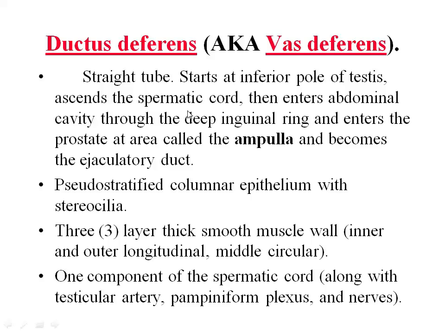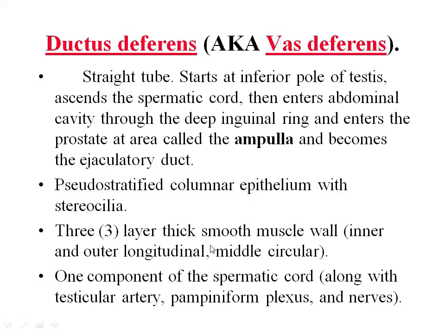This enters the abdominal cavity through the deep inguinal ring and enters the prostate at the area called the ampulla and becomes the ejaculatory duct. So you can say this is the final outgoing tube of the testis. This is the final tube which collects all the secretions from the testes and pours them into the ejaculatory duct, and it is lined with pseudostratified columnar epithelium. So the same epididymis epithelial structure continues in the ductus deferens.